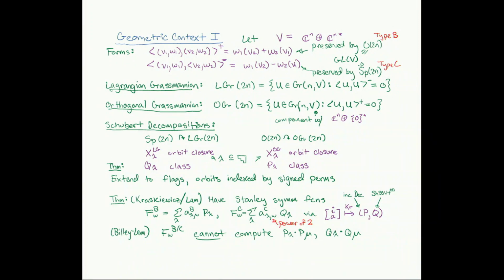And then you can extend these to sort of flag-like objects. I guess, orthogonal and symplectic flags in the same way that we have the full flag variety. And those orbits are indexed by signed permutations, whose combinatorics I'm not going to get into, except to say that they have Stanley symmetric functions. And those Stanley symmetric functions, again, are Schur P and Schur Q positive, P for type B/D, Q for type C.